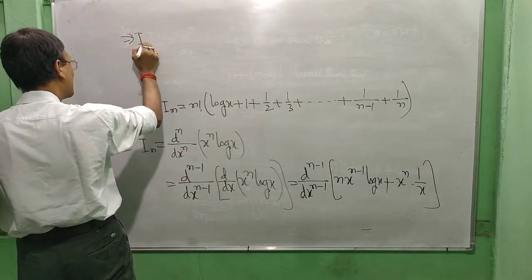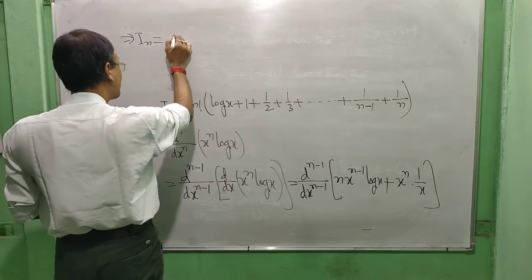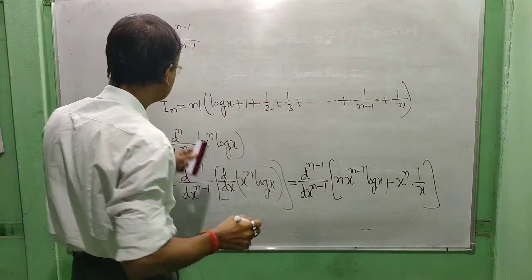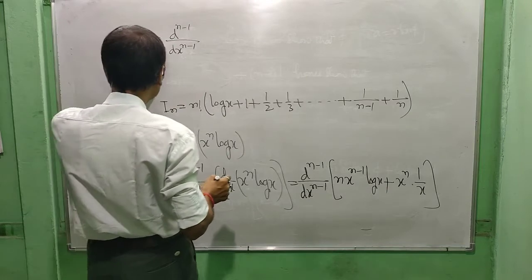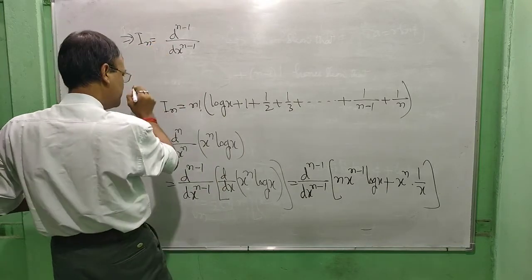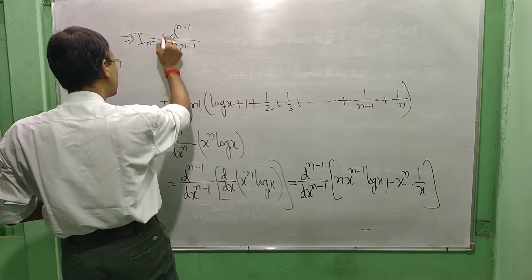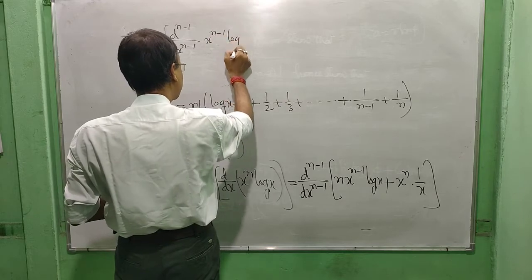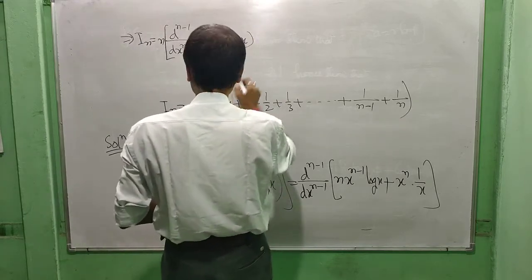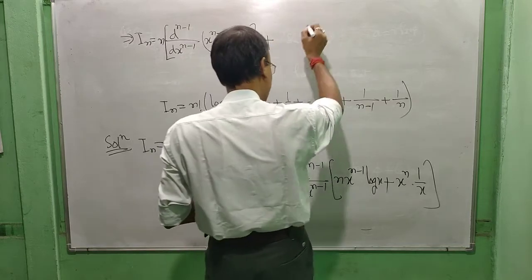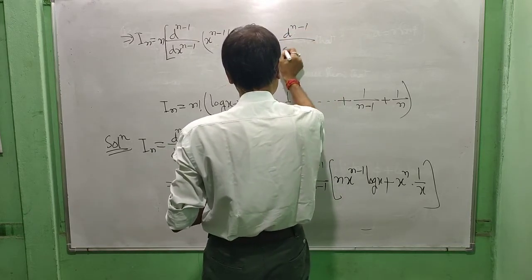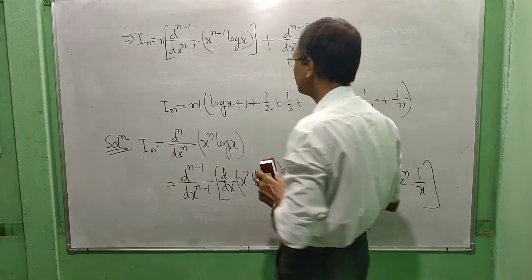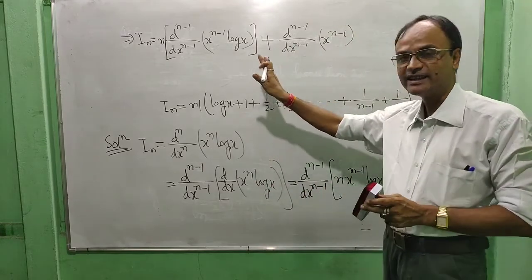This means I_n is equal to d to the power n minus 1 by dx to the power n minus 1. And you may write here n into x to the power n minus 1 log x, plus d to the power n minus 1 by dx to the power n minus 1 of x to the power n minus 1. We may write like this.